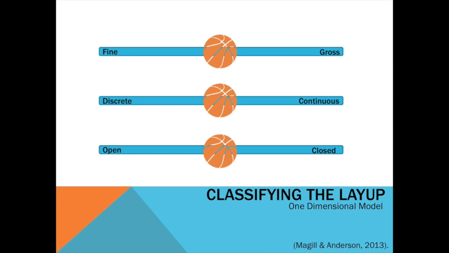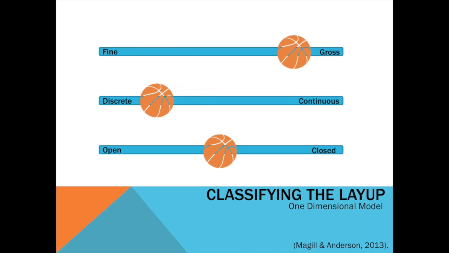The basketball layup is classified one-dimensionally as gross, discrete, and open. Gross, as it utilizes large muscle groups to execute a whole body movement. Discrete, as the movement has a distinct beginning with the first step and end with the shot. And open, owing primarily to the unstable environment and its effect on the skill.